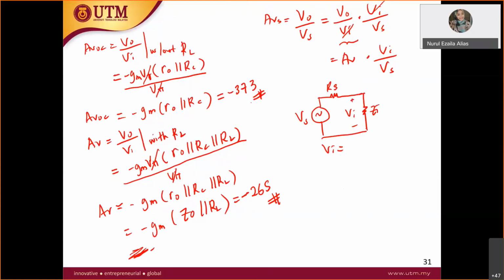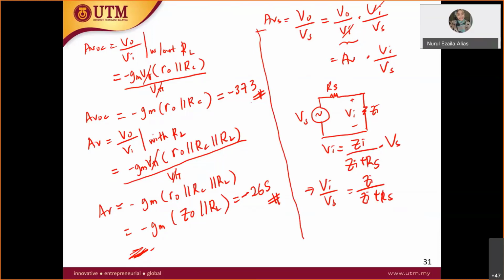V in, someone please? Yes, Z in over Z in plus RS times Vs. Therefore V in over Vs is equal to Z in over Z in plus RS. So you have this portion now, and you can put it in the formula.